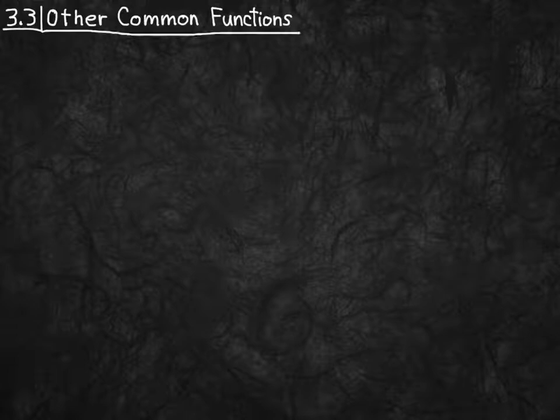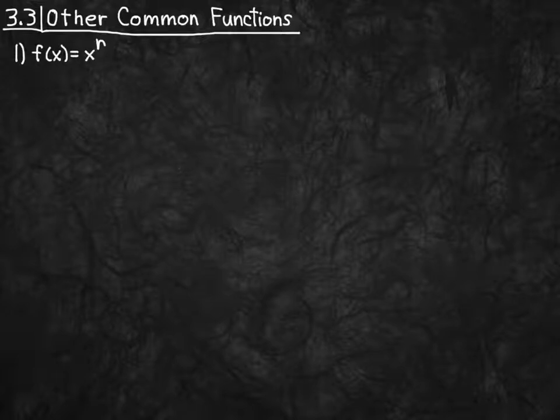Section 3.3 is other common functions. These are functions that you need to know the shape of, and they're all, on this slide at least, polynomials. Polynomials with only one term, so they're actually what we call monomials. So f of x equals x to the n, where n is a positive integer.